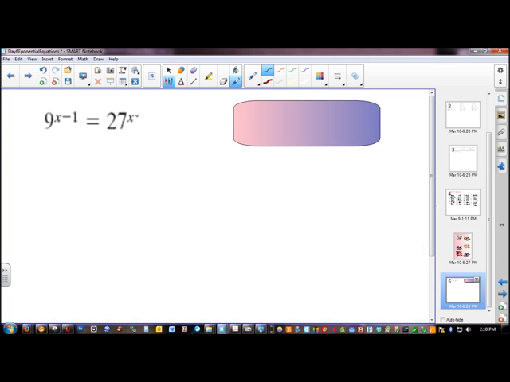Two more examples for you here. I've got 9 to the x minus 1 equals 27 to the x. Well, again, we're in search of like bases. If I rewrite 9 as 3 squared, that'll allow me to change that base. Bring down the x minus 1, no reason to change that. Bring down the equals, no reason to change that. Let's rewrite 27 as 3 to the third, and bring down that exponent of x. That will yield the following equation.